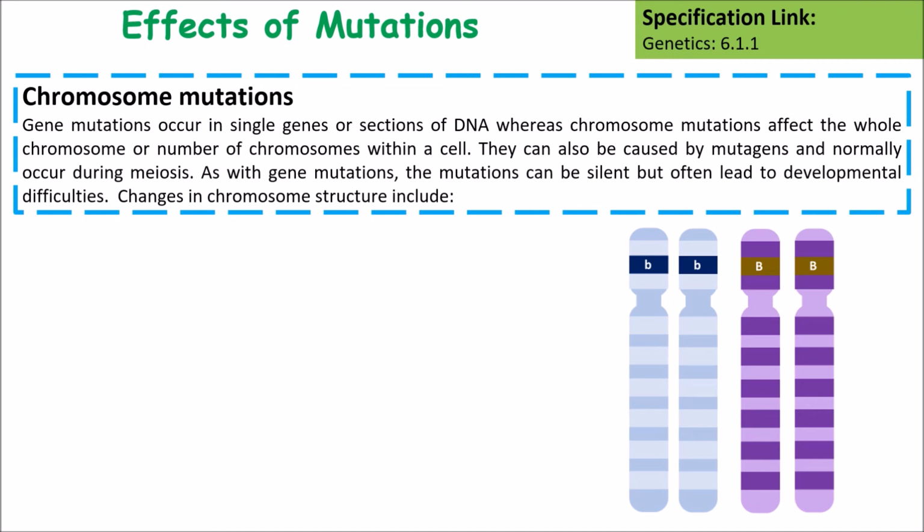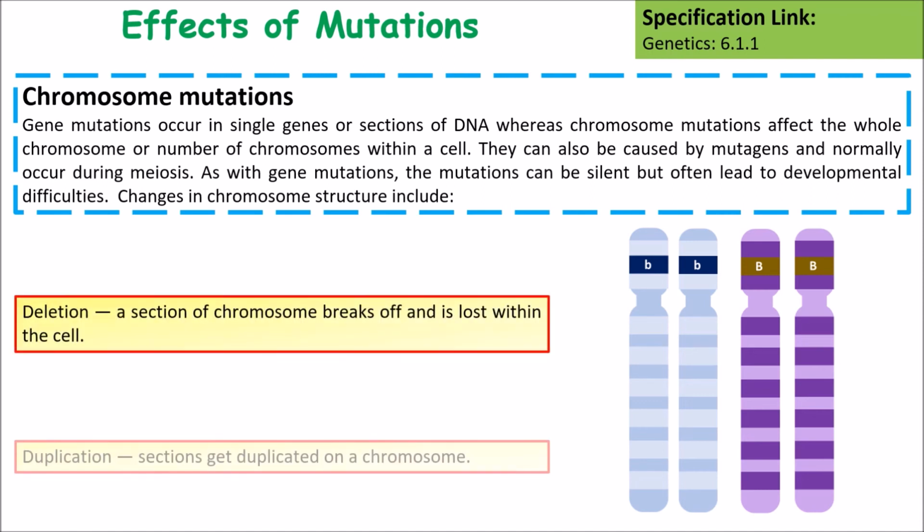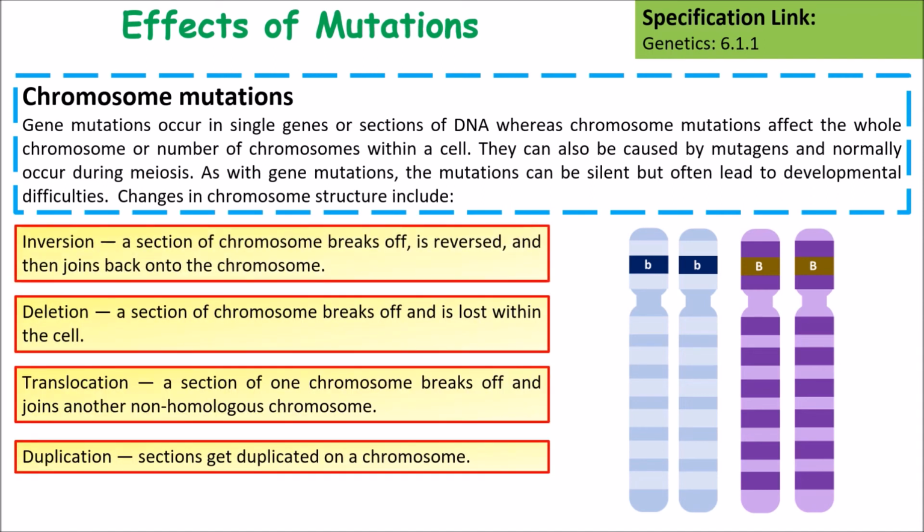Changes in chromosome structure include inversion, which is when a section of the chromosome breaks off, is reversed, and joins back to the chromosome. Deletion, where a section of the chromosome breaks off and is lost within the cell. Translocation, where a section of the chromosome breaks off and joins to another non-homologous chromosome. And duplication, where sections get duplicated on a single chromosome.